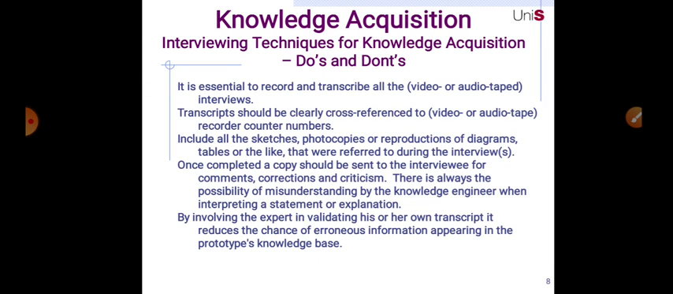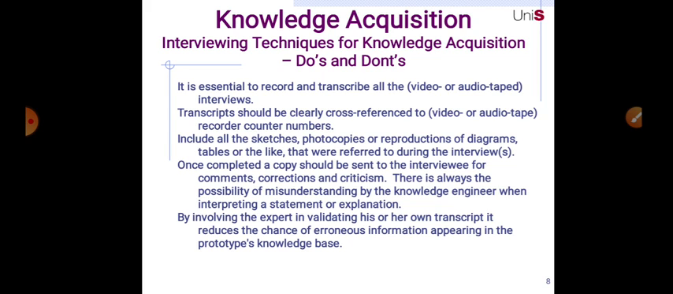Okay, next one, interviewing techniques for knowledge acquisition: do's and don'ts. It is essential to record and transcribe all the interviews, video and audio taped. Okay, it's very essential to record and transcribe all the interviews. Transcripts should be clearly cross referenced to record counter numbers. Transcripts should also include all the sketches, photocopies and reproductions of diagrams, tables or the like that were referred to during the interviews.